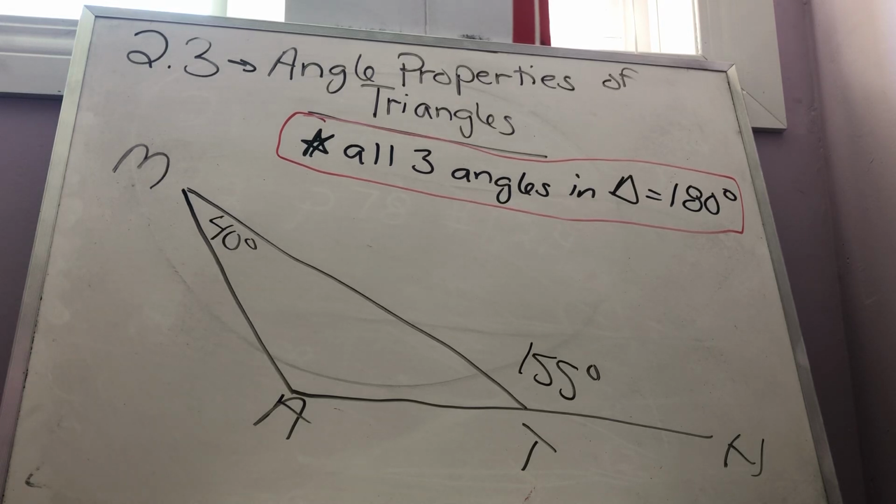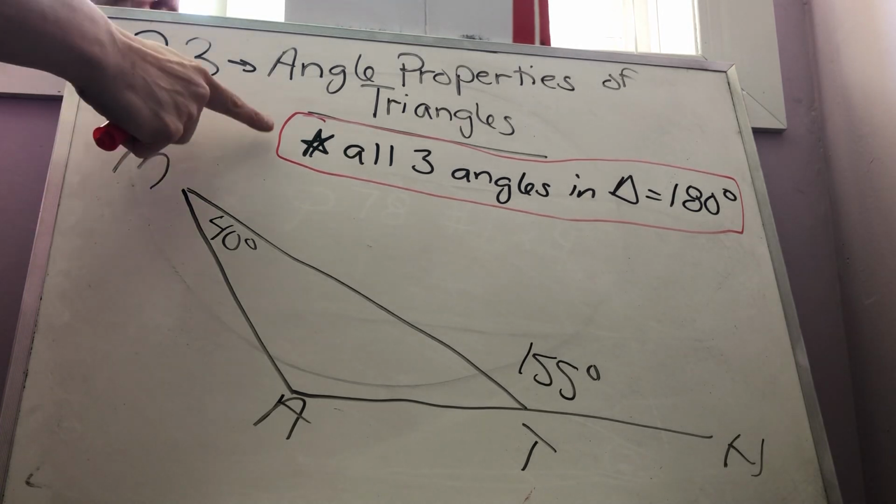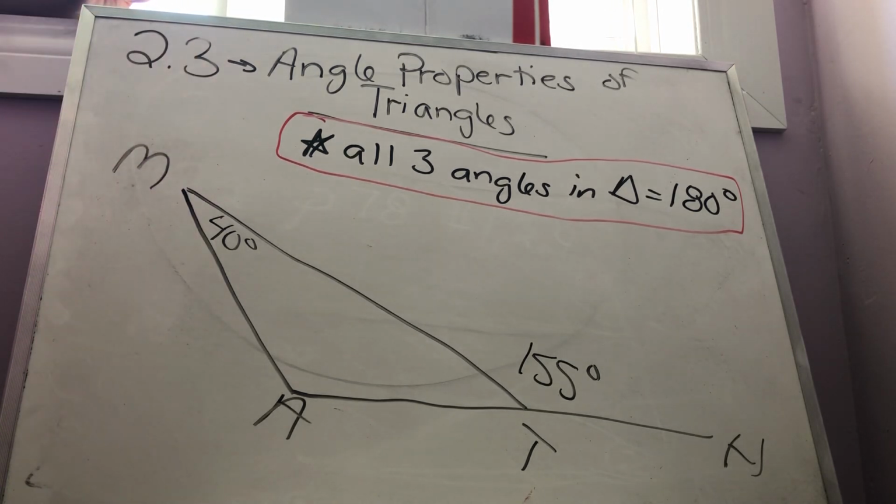All right, so our second video for chapter 2 is on angle properties of triangles. The important rule to know in this section, and even moving forward into future sections, is this here in the red box. All three angles in a triangle are equal to 180 degrees.